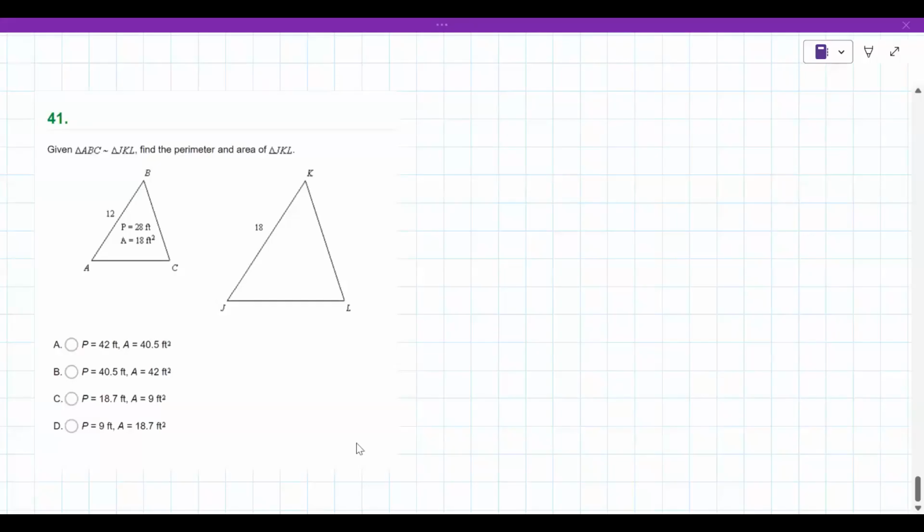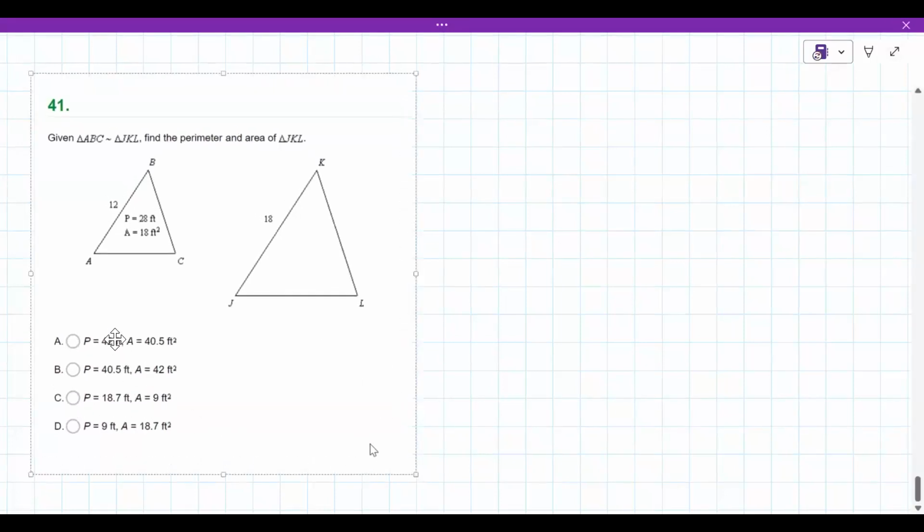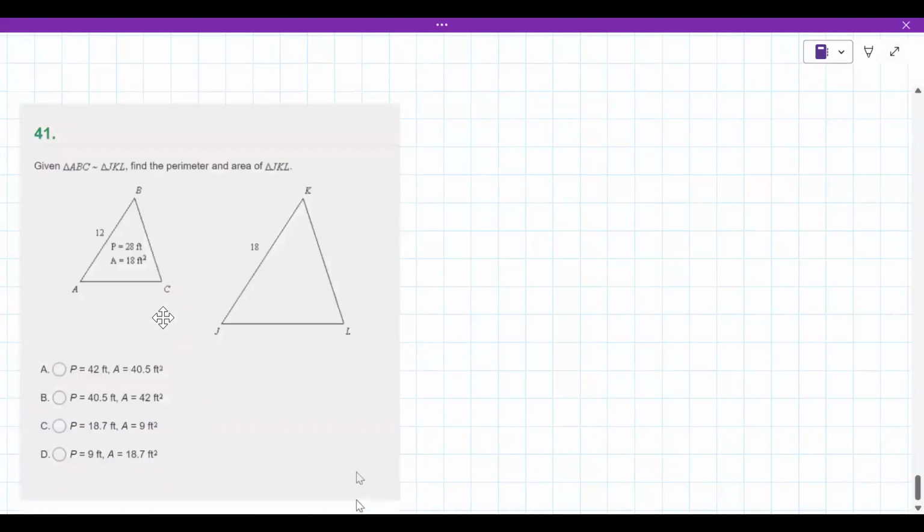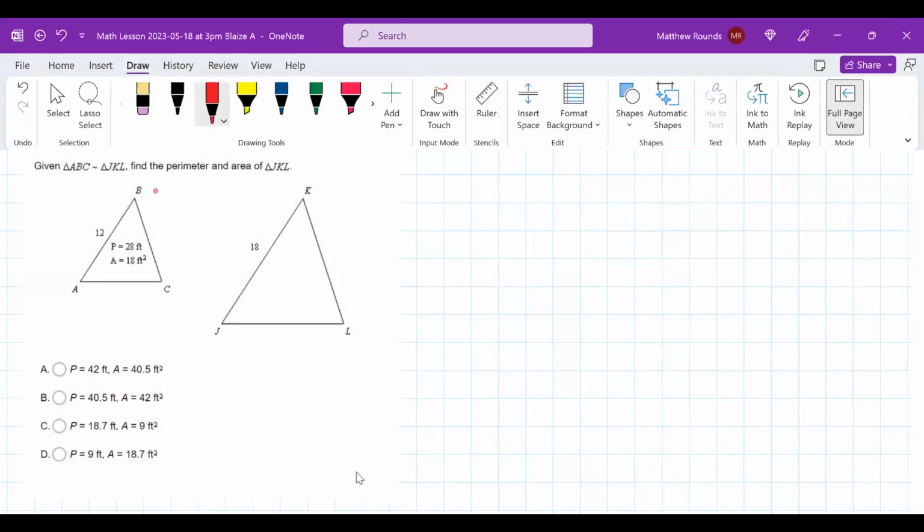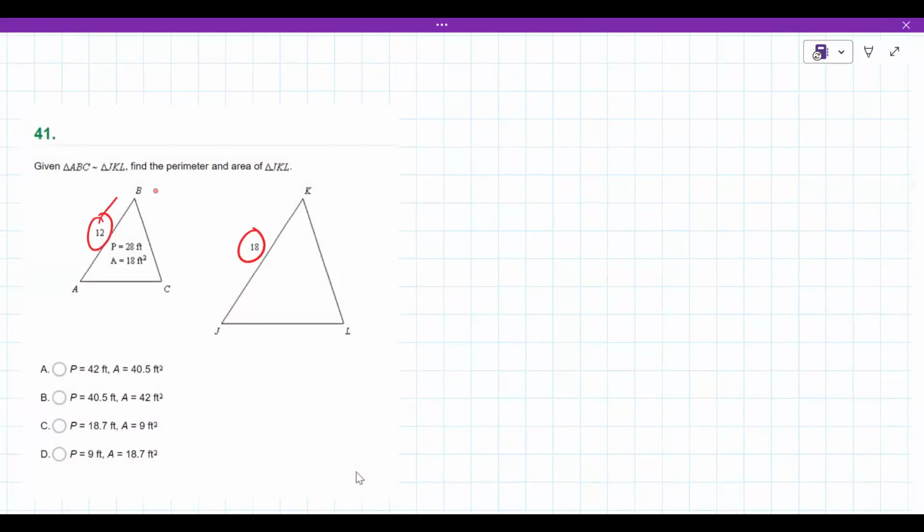All right, so one of the things you should always do in multiple choice problems is look at the answers and recognize that they all have different perimeters and they all have different areas. So if you find the right perimeter or the right area, you have it. You have it completely done. And we've talked about this idea that there's a multiplier to go from these. So from 12 to 18, to figure out that multiplier, you take 18 and divide it by 12, which is 1.5.